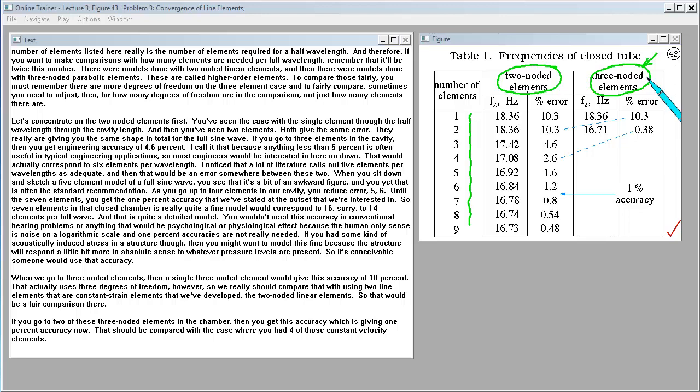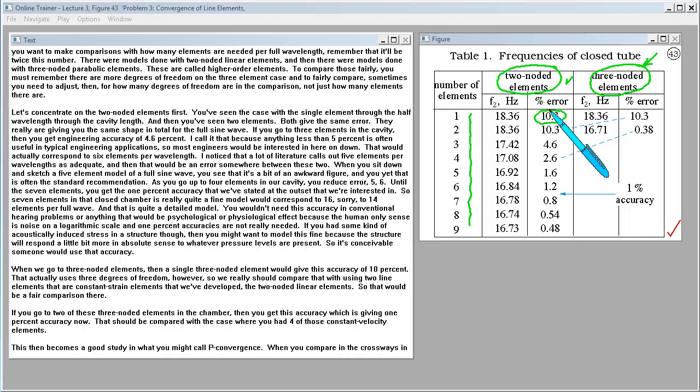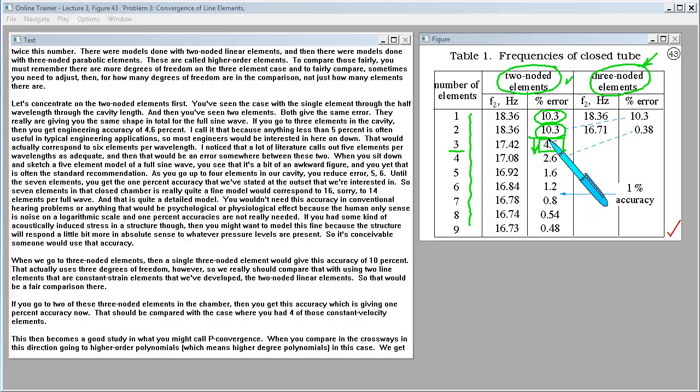Let's concentrate on the two-noded elements first. You've seen the case with a single element through the half wavelength, through the cavity length, and then you've seen two elements. Both give the same error. They really are giving you the same shape in total for the full sine wave. If you go to three elements in the cavity, then you get engineering accuracy of 4.6%. I call it that because anything less than 5% is often useful in typical engineering applications, so most engineers would be interested in here on down.